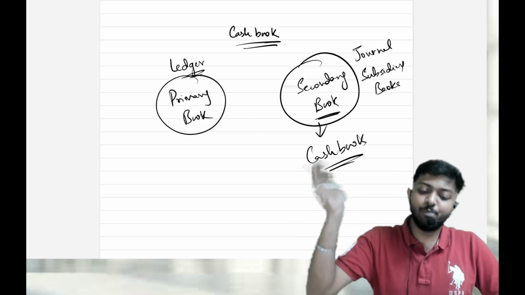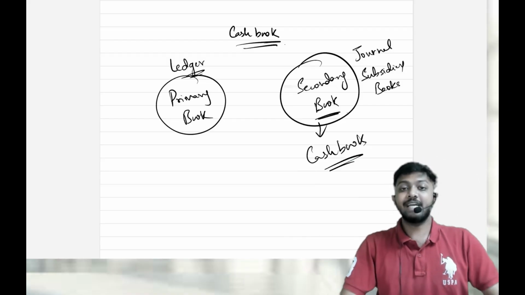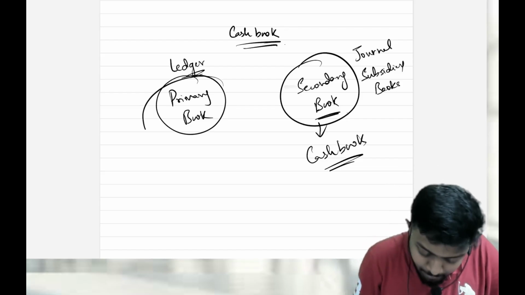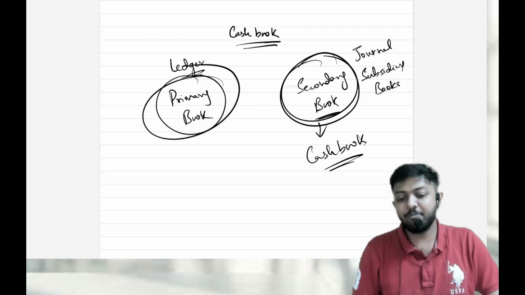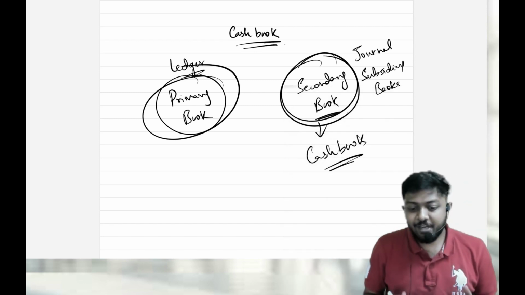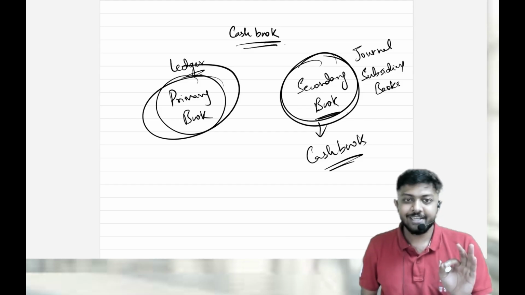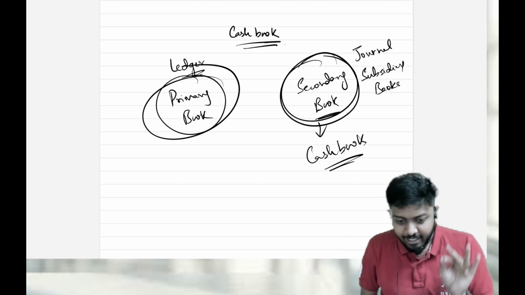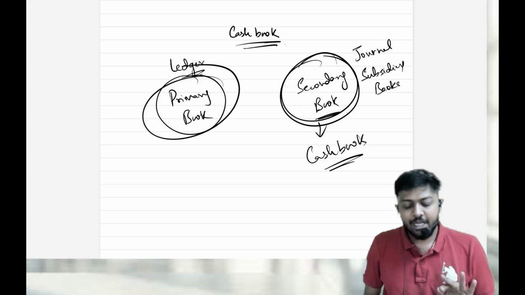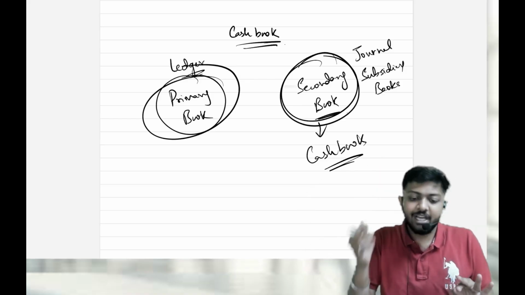We treat the cash book itself as a cash ledger, and that's why the cash book is known as both a primary book and a secondary book. It's both a journal and a ledger. Why is it both a journal and a ledger? Because the cash book is a subsidiary book, a special journal. We treat the cash book itself as a ledger, and we know the ledger is a primary book, so we treat it as a ledger also.